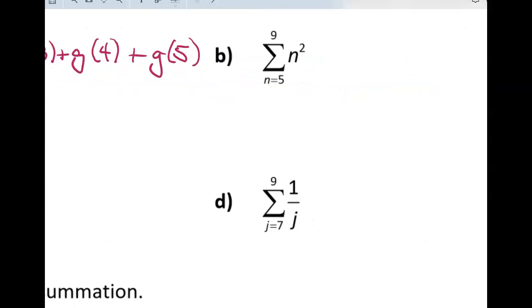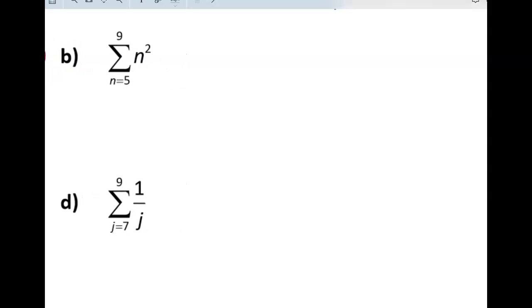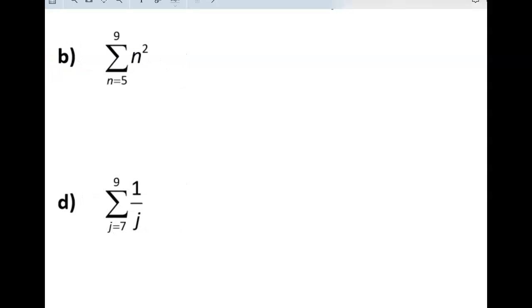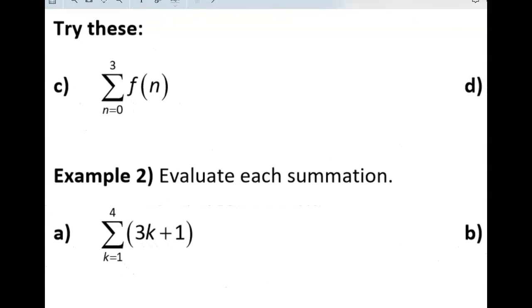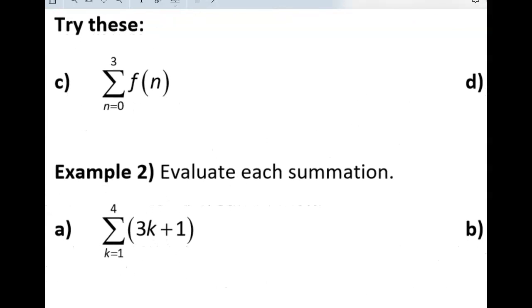In b, we have a more specific function. The summation as n goes from 5 to 9 of n squared. So this is equal to 5 squared plus 6 squared plus 7 squared plus 8 squared plus 9 squared in expanded form. All right, your turn to try C on your own. Pause the video while you do this.